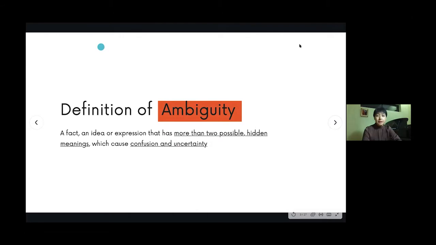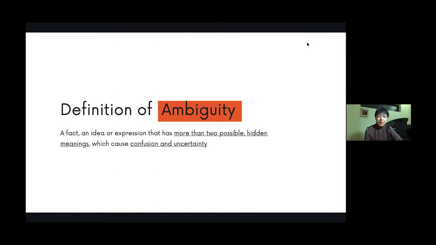Now let's talk a little bit about ambiguity. This definition is very general. You can find it in any dictionary. It will tell you ambiguity means it has more than two possible meanings. So this is more than two, not just more than one, and possibly it's hidden. So you have to dig it, and there's no right or wrong answer. You don't know if this is right or wrong. There's no clarity, there's no form, there's no structure.